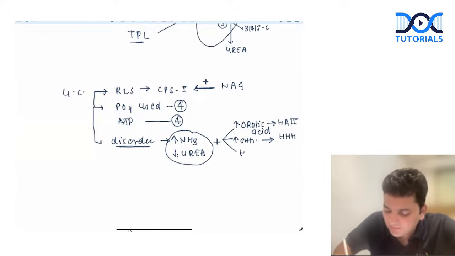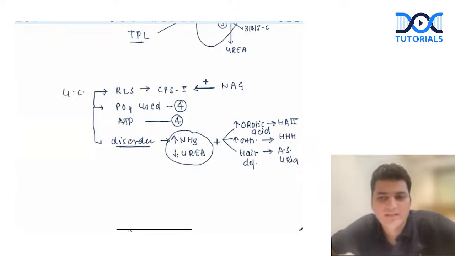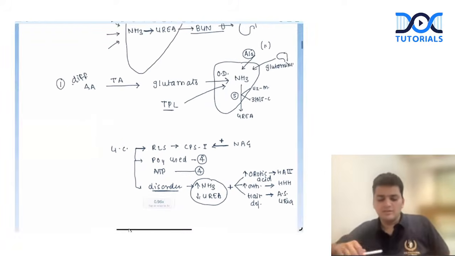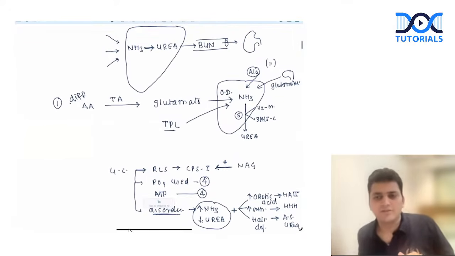And if they say there is a problem in the hair, hair defects are there, then this is argininosuccinic aciduria. Argininosuccinic aciduria. Right? So this is all about the biosynthesis of urea. Biosynthesis of urea.